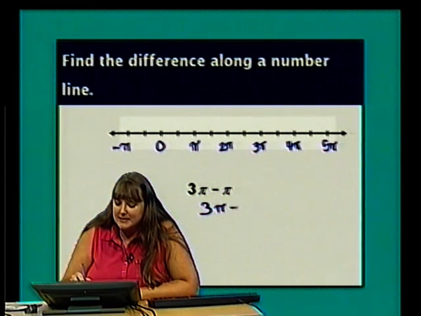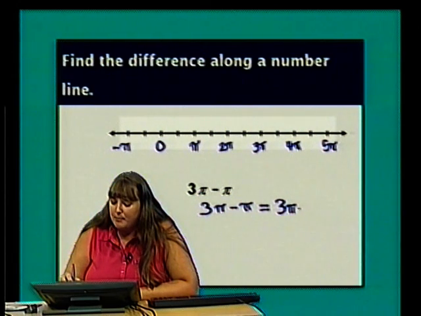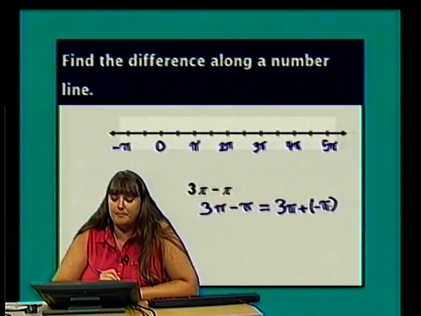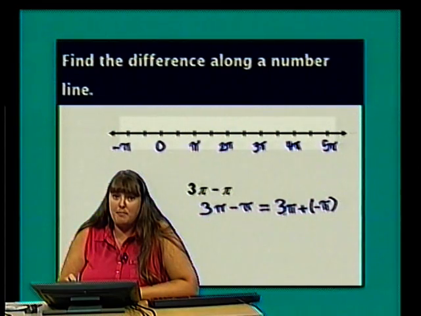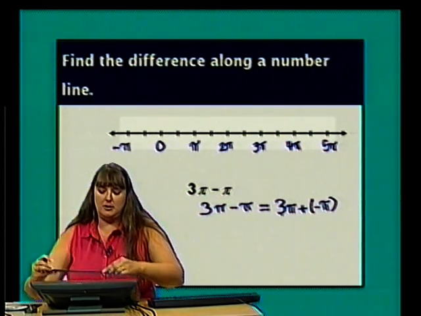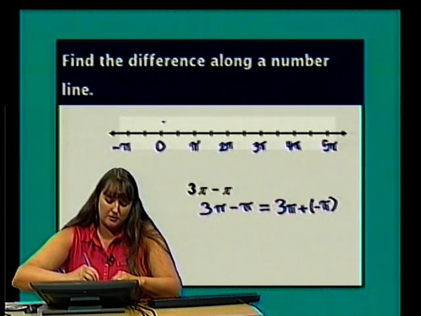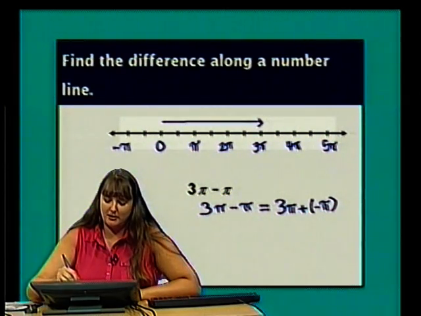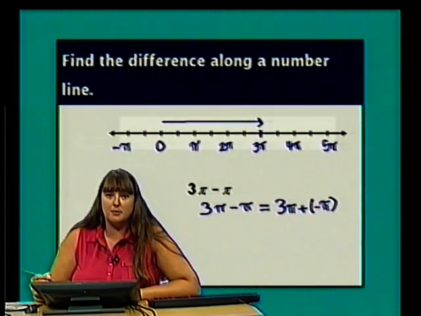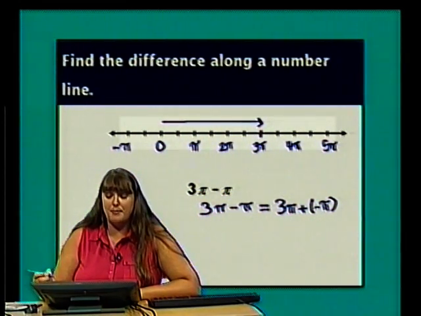Let's rewrite this as an addition problem again. So 3 pi minus pi is the same as 3 pi plus the opposite of pi, or plus negative pi. So using my new scale on my number line, I want to move 3 pi units to the right of 0. So starting at 0, I want to move 3 pi units to the right. And now I can see that I end up at 3 pi on my number line. Then the negative pi tells me to move pi units to the left on my number line.